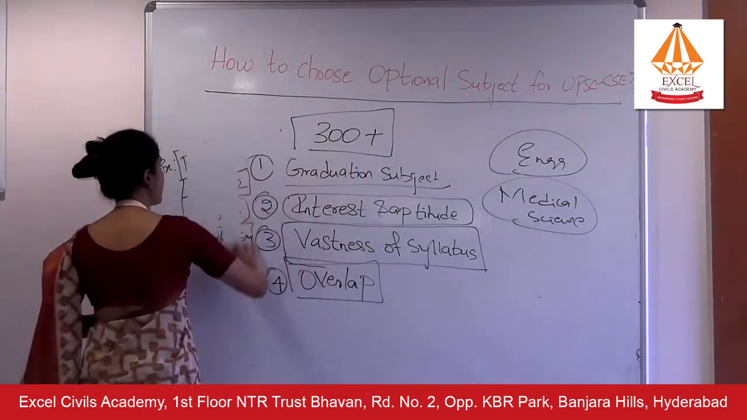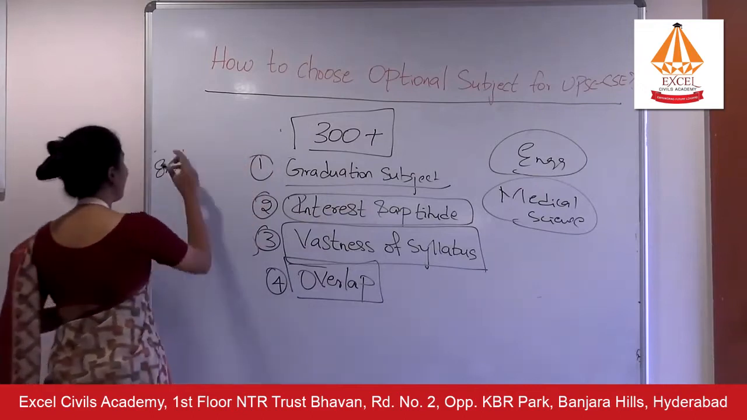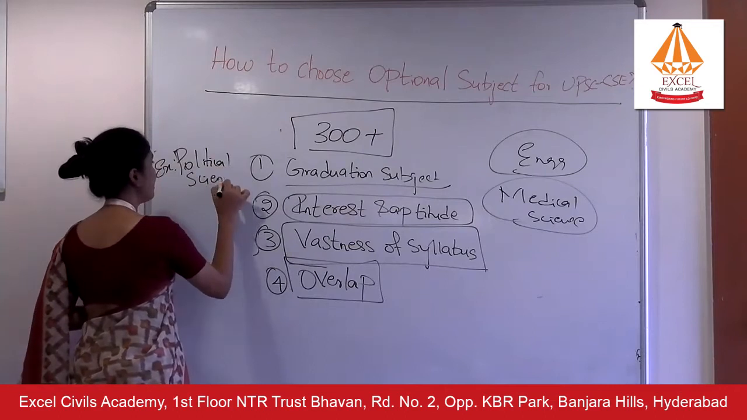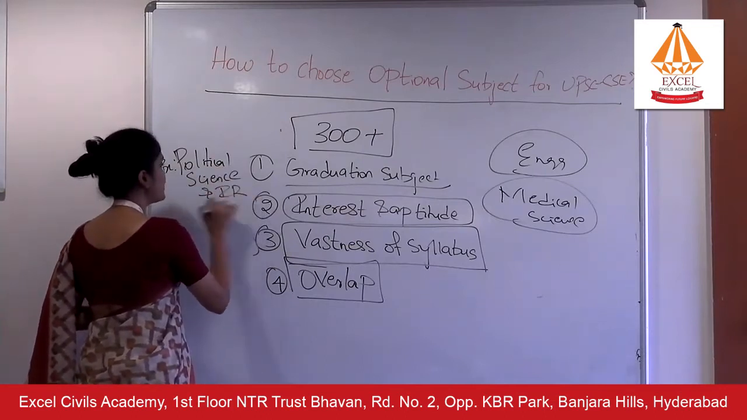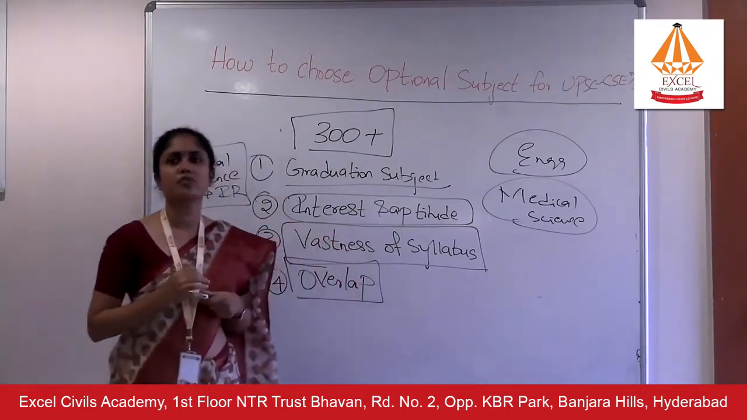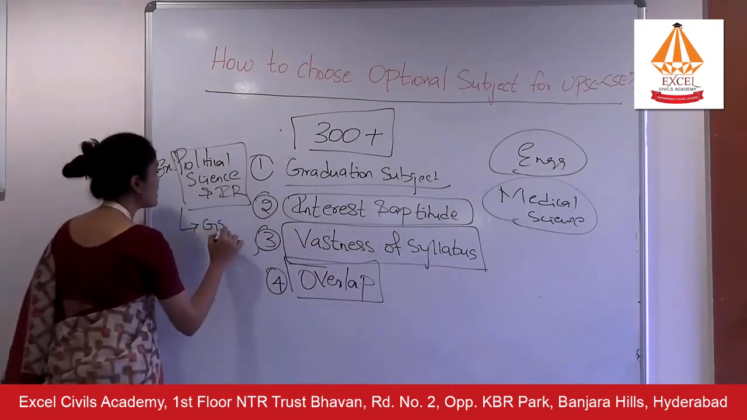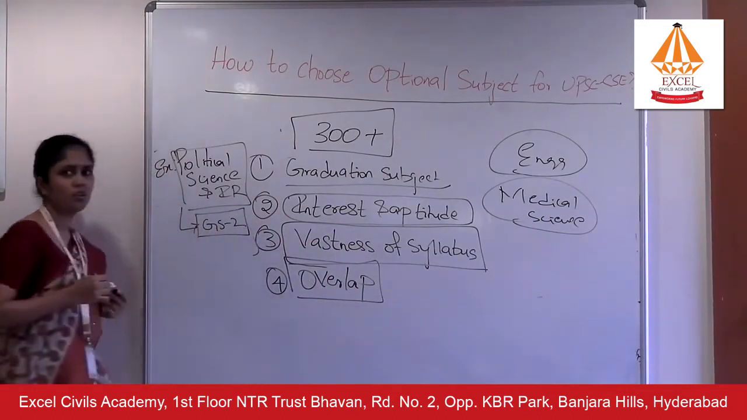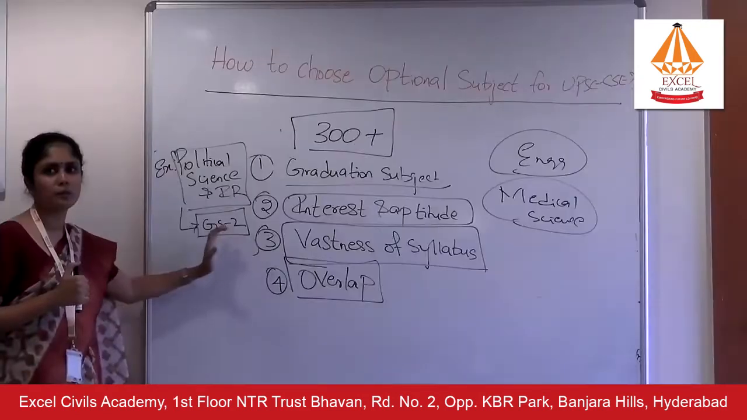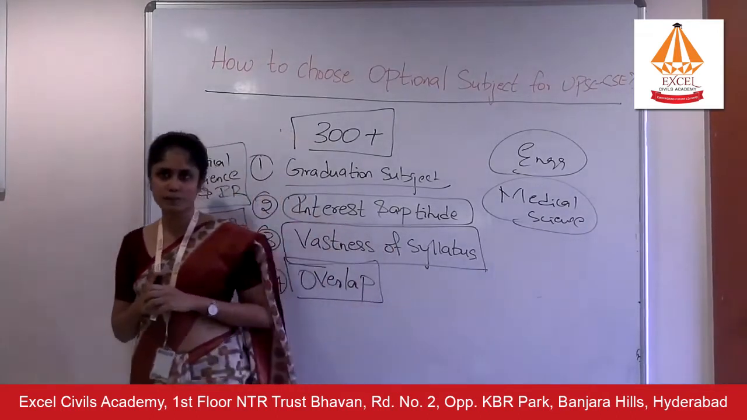I will give you another example of political science. Again, a very famous optional among UPSC aspirants, political science and international relations. Now, this is also a subject which has a lot of overlap with your general studies syllabus. Around 80 to 90% of your general studies paper 2 syllabus would get covered in your political science and international relations optional.